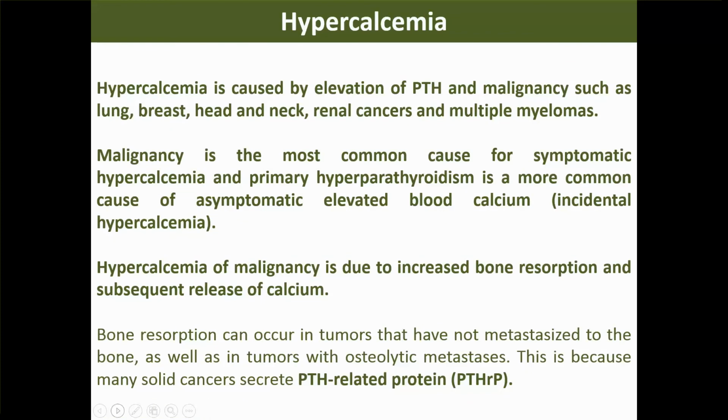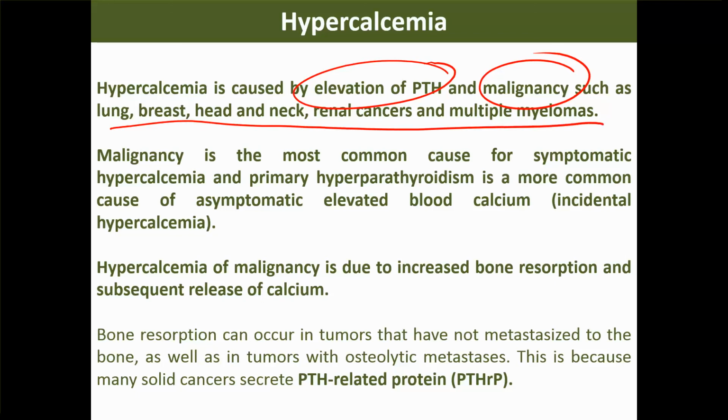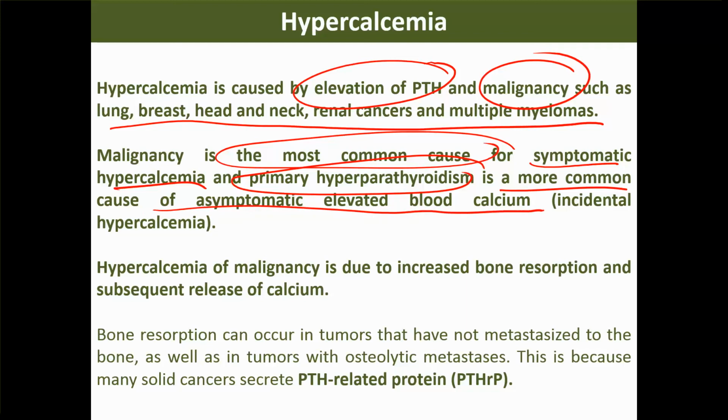So now coming to hypercalcemia. Hypercalcemia is caused by elevated parathyroid hormone or malignancy such as lung, breast, head and neck and renal cancer and multiple myeloma. So malignancy is the most common cause of symptomatic hypercalcemia, and primary hyperparathyroidism is more common for asymptomatic elevated blood calcium.